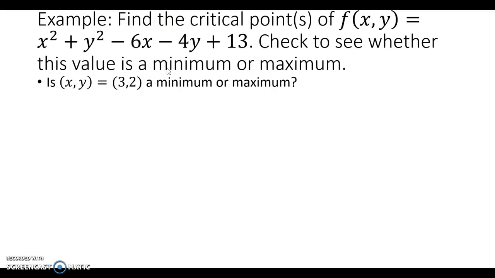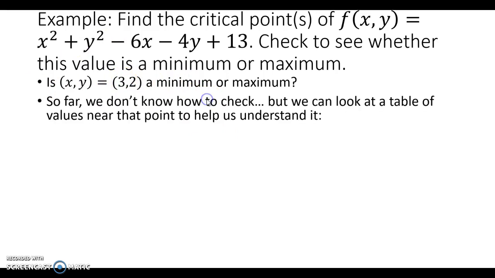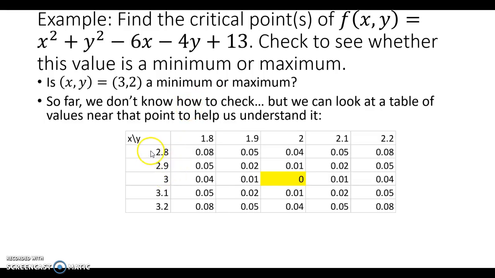So let's also try to figure out whether that point 3, 2 represents a minimum or maximum. Well, right now, we don't know how to check, but we can look at a table of values near the point to help us understand it. So there's x equals 3, there's y equals 2. And at x equals 3 and y equals 2, if I plug those points in, I get a z value of 0. And I take a look at all of the z values really close near that point.